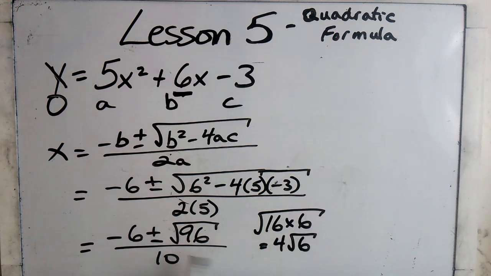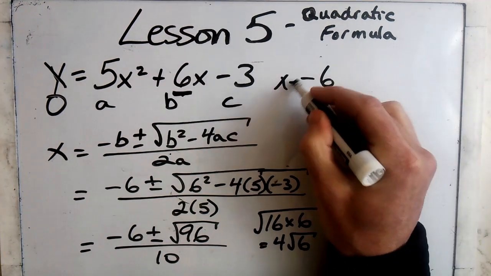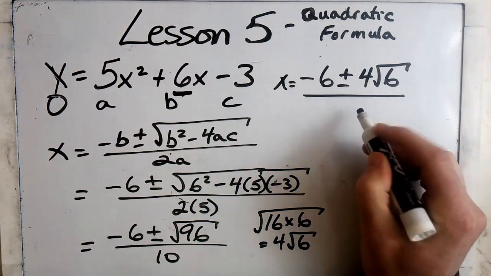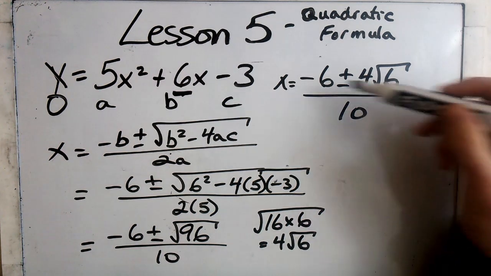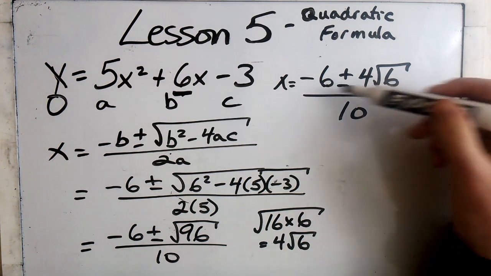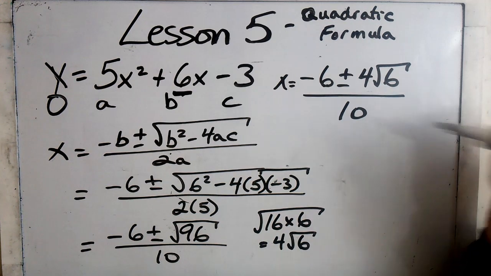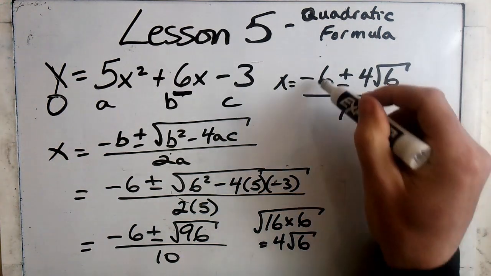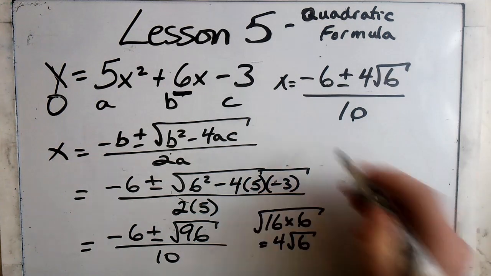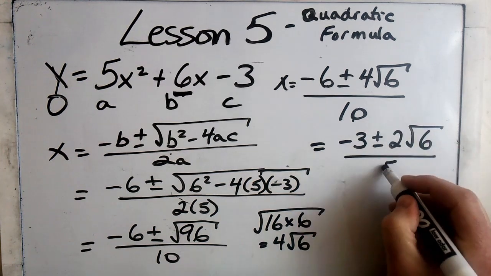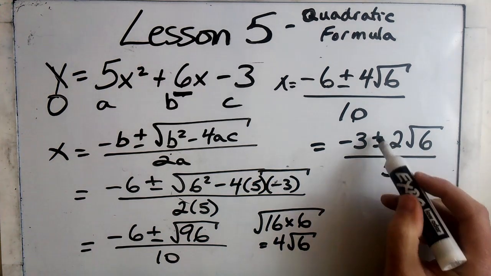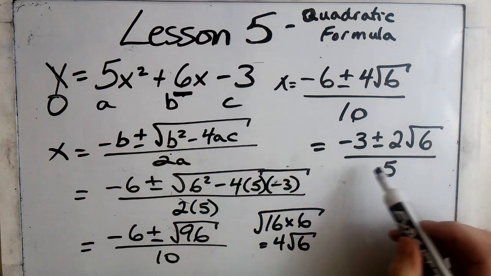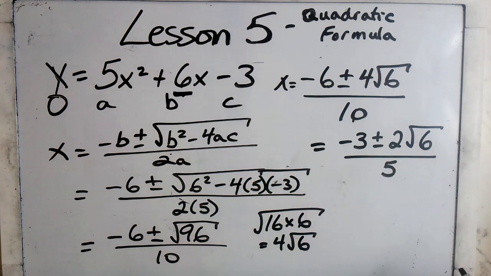And so what we get is root 96 simplifies to 4 root 6. And we can do even more. We've got 10 on the bottom, both numbers on top, both terms are divisible by 2. So we can't just divide the 6 and the 10, we have to divide all three by 2. And there we go. Now we have the answer. We have two answers because it's plus minus. That's as far as we can go. We've simplified as much as we can.